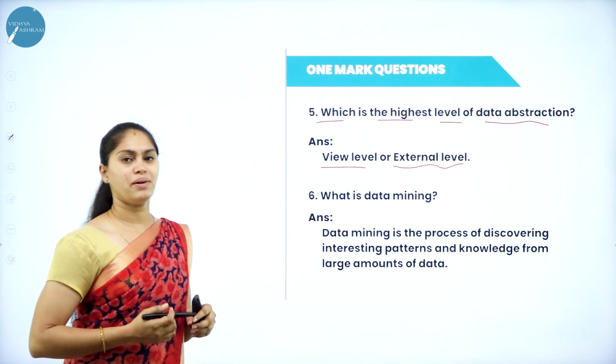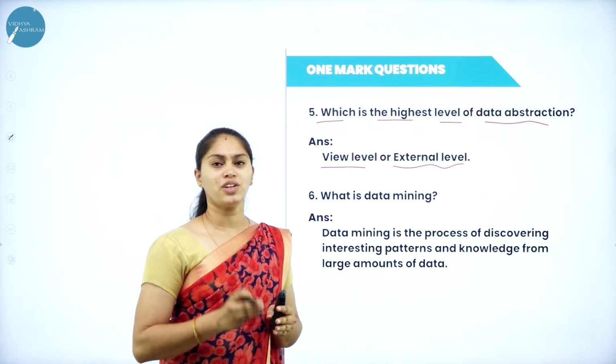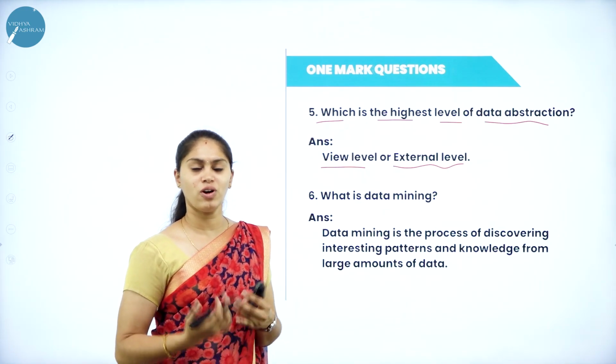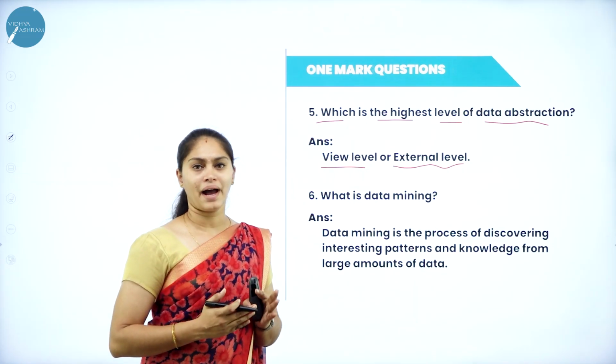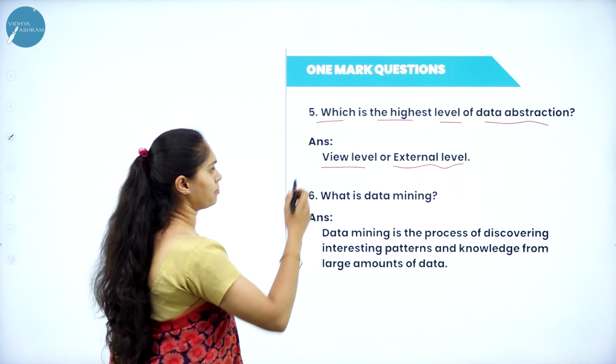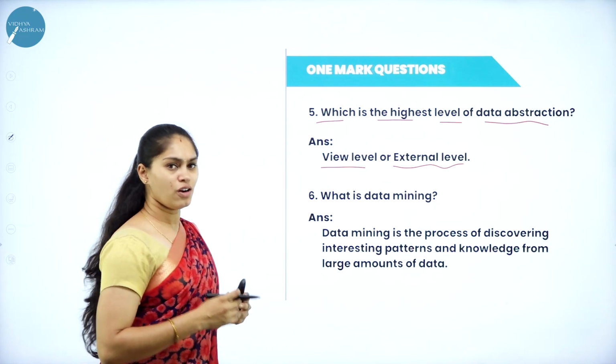That means it will be related to the user. They are just going to see what they wanted to operate. They will not get to know what has happened in the background. So the view level or external level is an example of the highest level of abstraction.